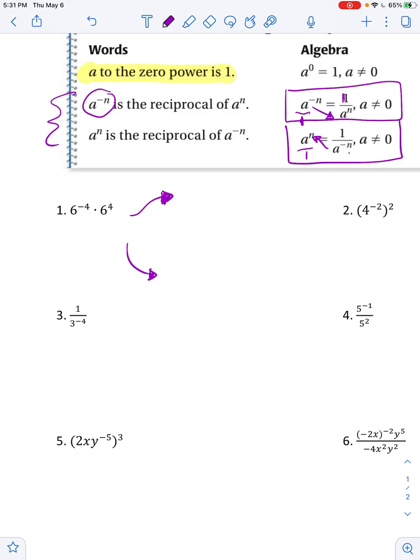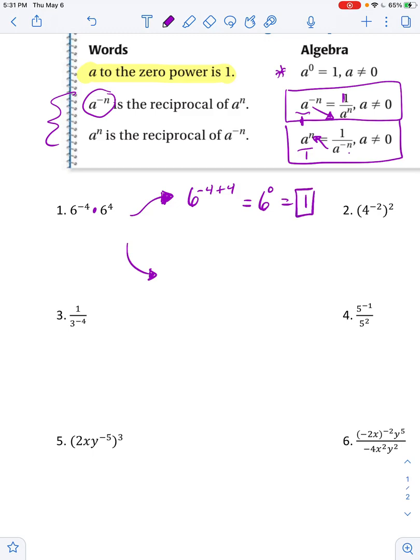So let's do this one the old way. The old way says, hey, I have the same base multiplied together, so I can go ahead and add my powers. -4 plus 4 will be 6 to the 0 power, which I just learned up here. Anything to the 0 power is 1.